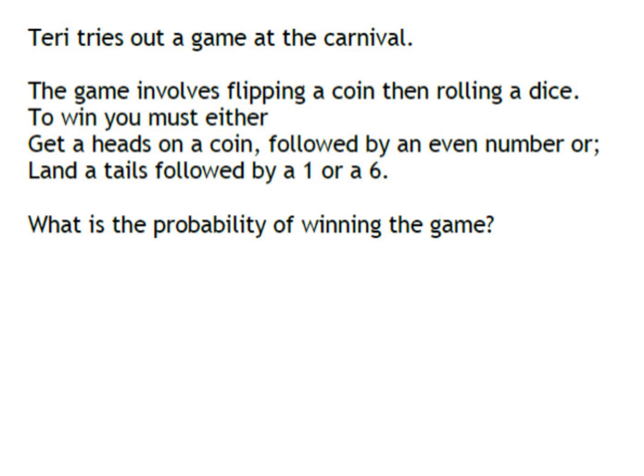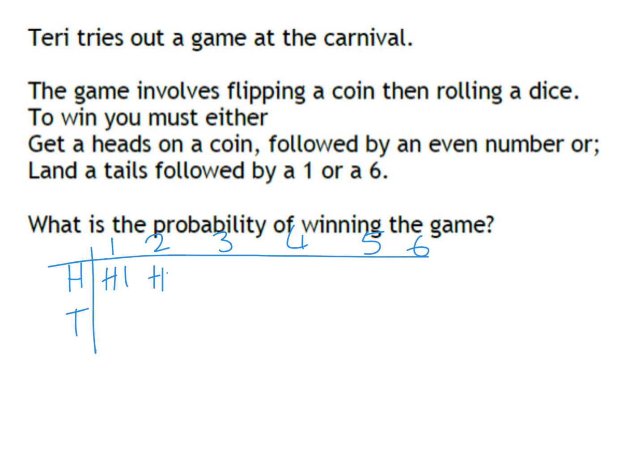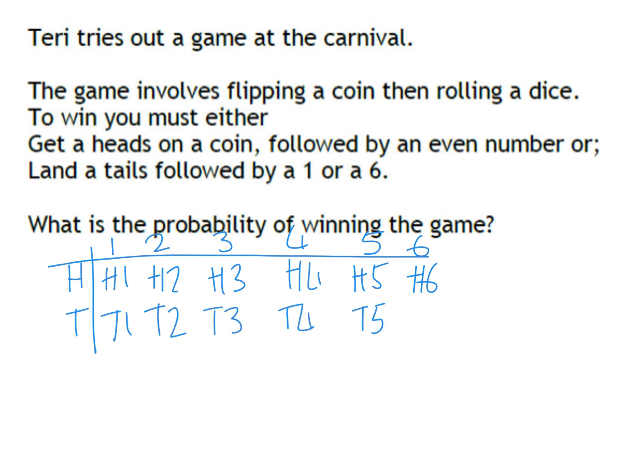So I've got a coin. A coin can either have a heads or a tails. And a dice is the numbers 1 to 6. So 1, 2, 3, 4, 5, 6. So my outcomes are heads with a 1, heads with a 2, and so on. Heads with a 4, heads with a 5, heads with a 6. Tails with a 1, tails with a 2. So here are all my different outcomes.